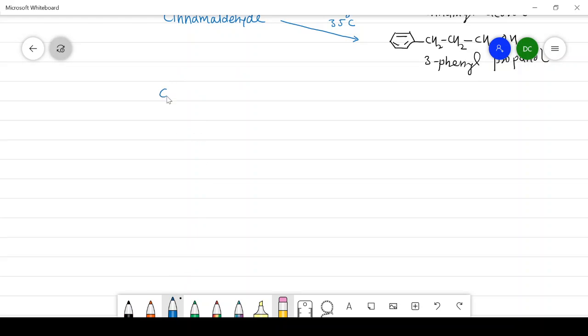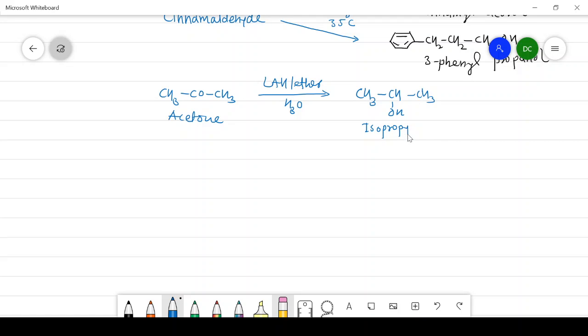First, acetone, CH3COCH3. The condition is the same: LAH, ether, and water after hydrolysis. So CH3CHOHCH3 is the product. It is a secondary alcohol that is called isopropyl alcohol.